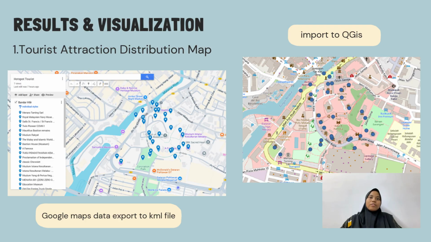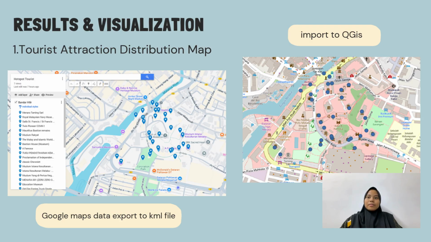Next, results and visualization. First, the tourist attractions distribution map. The left picture shows the spatial distribution of tourist attractions in Bandar Hilir, Melaka. The tourist attraction locations were collected from Google Maps, exported as a KML file, and displayed as point features on the map. Each point represents a tourist attraction in the study area. From this map, we can clearly see how tourist attractions are distributed and where they are more concentrated.